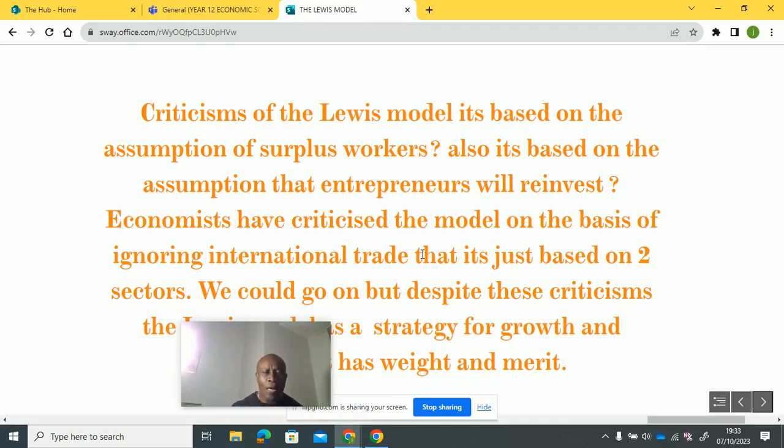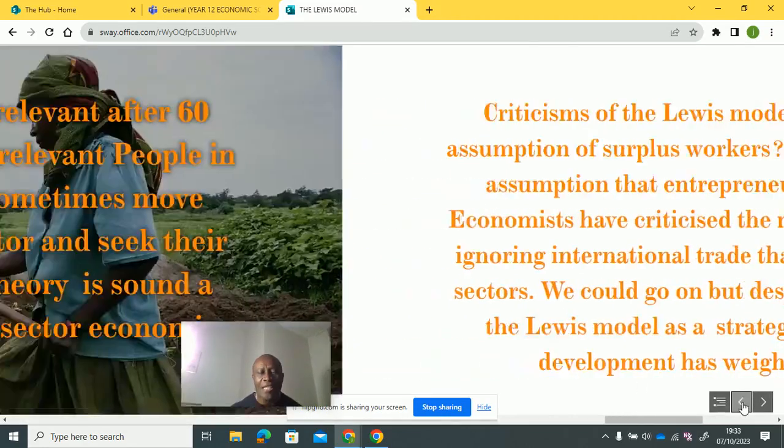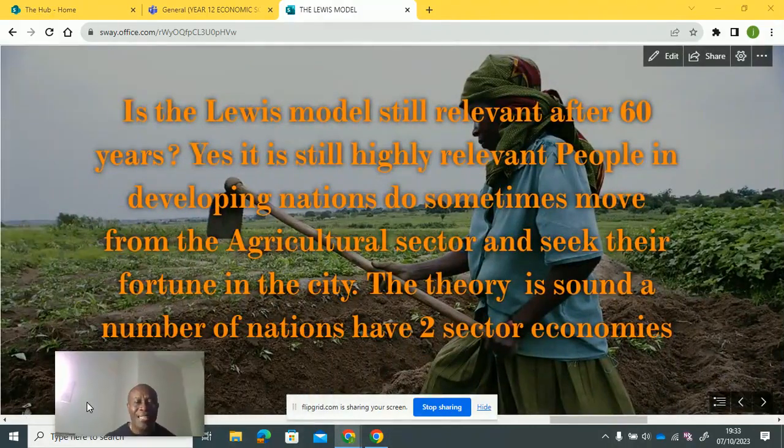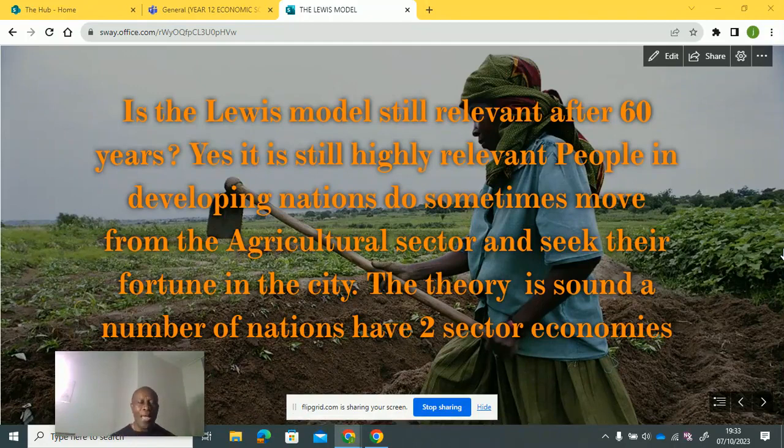Also, some of the economists criticized the fact that international trade was ignored. But whatever you say, it is still very relevant to this day. There are countries that have dual sectors. There are situations where people will leave the traditional sector, go over to the modern day industry, and then send money back, and then help to achieve development and stuff like that. It's going on now, maybe not on a massive scale. So this is still very relevant despite it being back in the 50s. So this is the Lewis model.